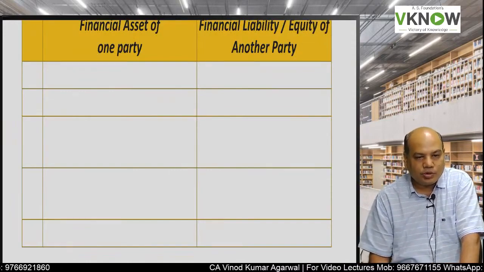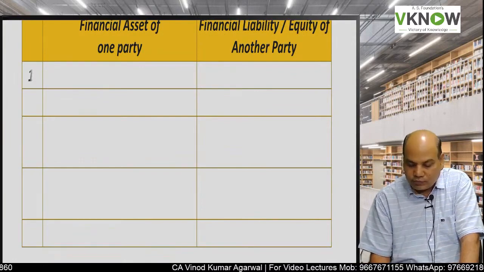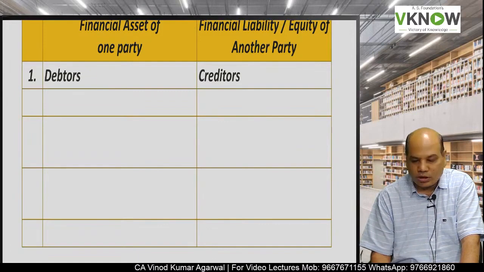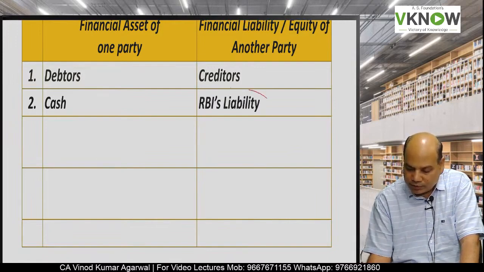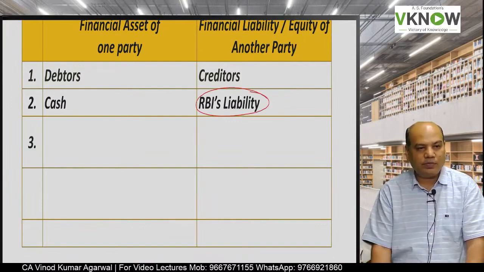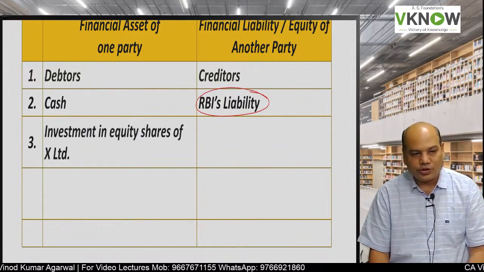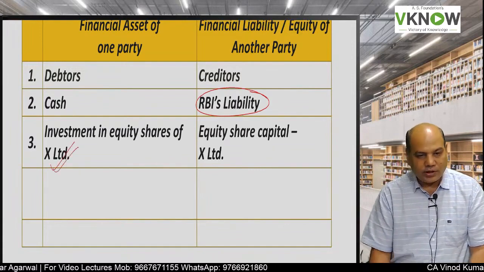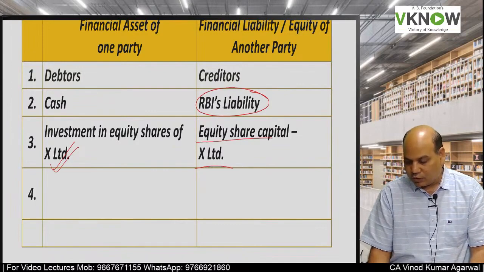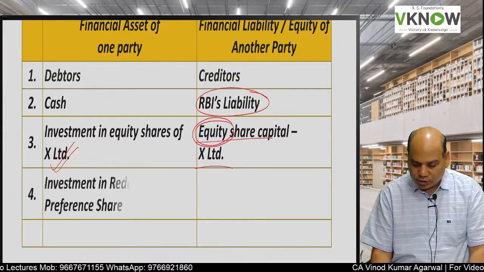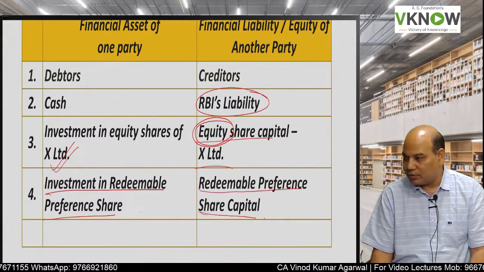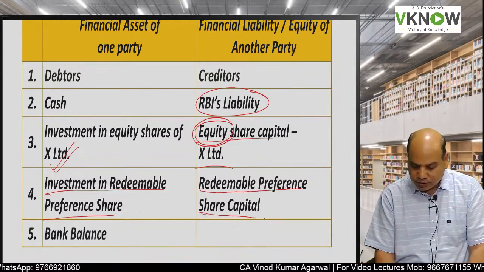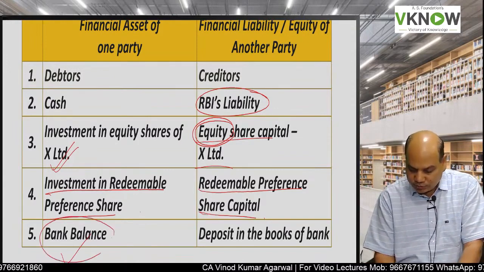So, I will give you some examples to understand financial asset and financial liability or equity. For example, one party will show debtor, the other party will show creditor. One party will show cash, the other party will show, or it is a liability of RBI. So cash is a financial asset for one party and it is a liability for RBI. Then investment in equity share: suppose one entity has invested, it is a financial asset for that entity. The one who has issued the equity share, it will form part of equity. Then investment in redeemable preference share is a financial asset for one party. Issue of redeemable preference share capital is a financial liability or equity for the other party. Bank balance is a financial asset in our books and it is a financial liability in the books of the bank.